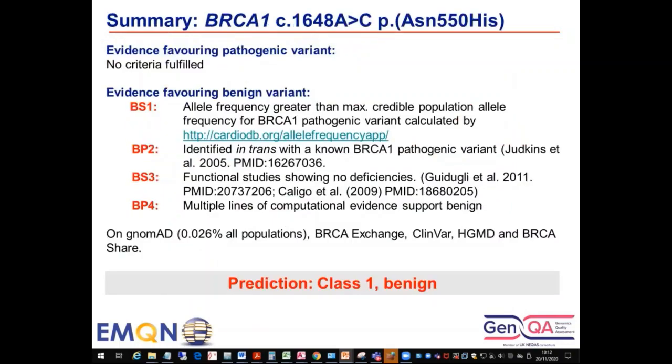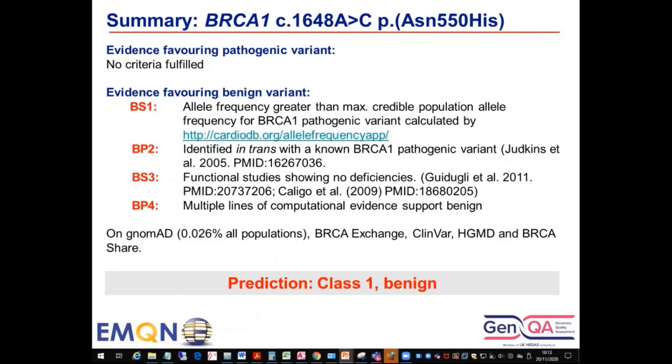So in summary, the evidence favouring pathogenicity in this case fulfills none of the ACMG criteria, but there's significant evidence favouring a benign interpretation for this variant. The variant has an allele frequency greater than the maximum credible population allele frequency for BRCA1, calculated using the CardioDB allele frequency app. And this is again taken from the gnomAD frequency. So the BS1 criterion is applicable.